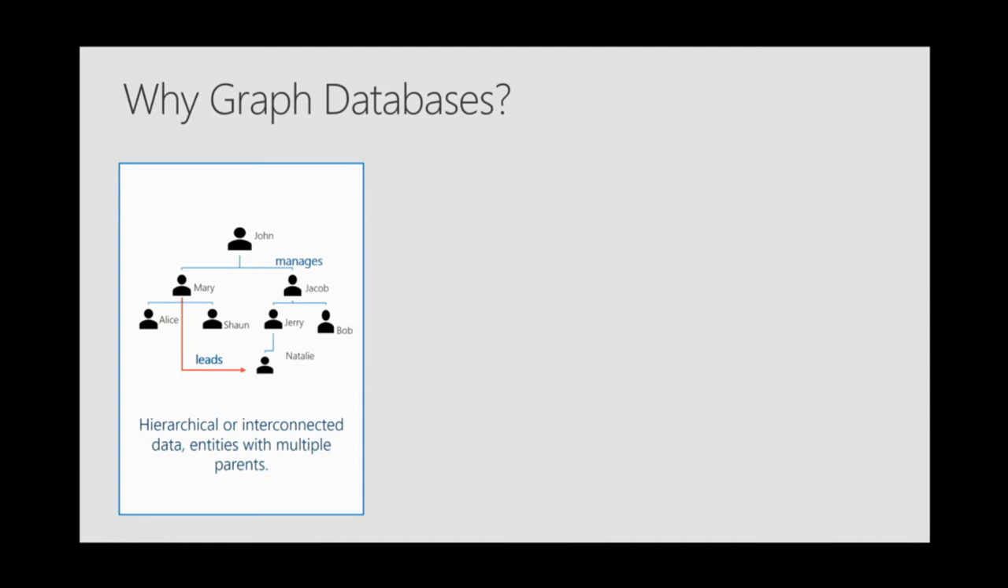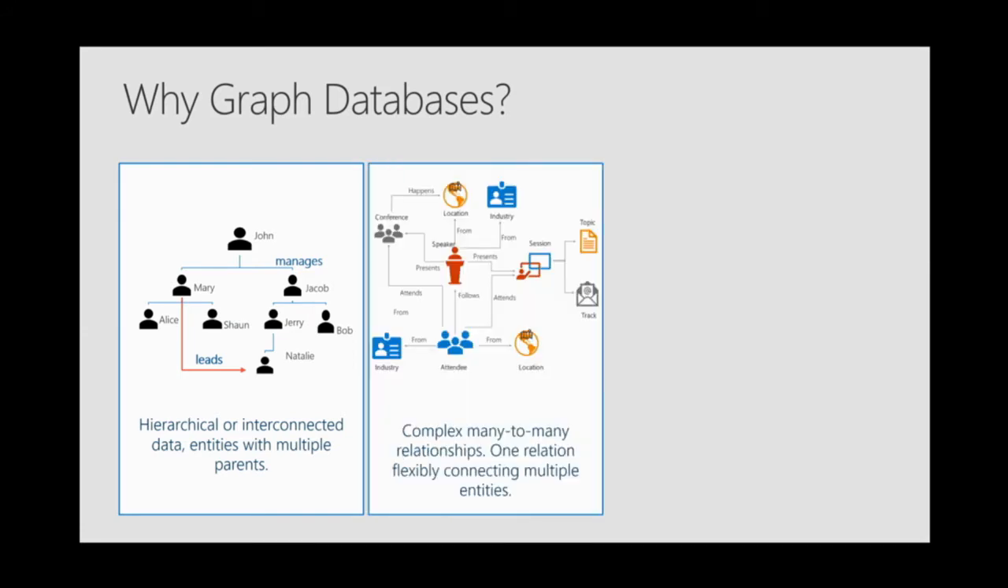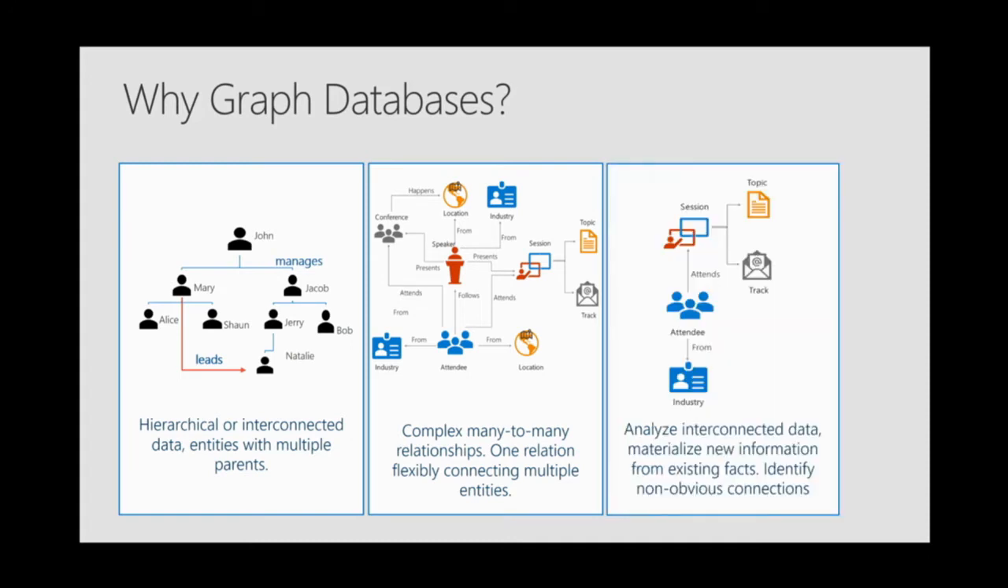Complex many-to-many relationships. So one relation, one edge, can very flexibly connect multiple different entities. And here you see the froms from industry and location. There's a relationship between location and speaker, and location and attendee. I need to slow down. So graphs are very good at expressing complex relationships and analyzing the interconnected data.